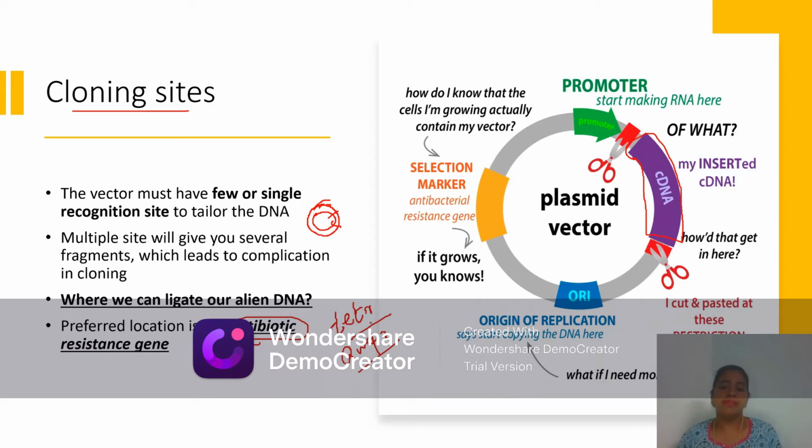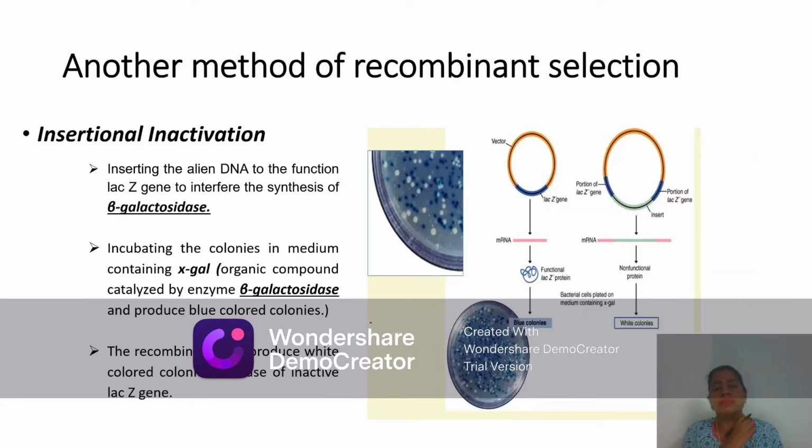Okay, so that's the third requirement for a good vector. Fine. So another method. You wanted to insert, so either you can insert into the antibiotic resistant gene. What will happen? You can select whichever plasmid or whichever organism carries your gene and whichever does not. The transformants and non-transformants you are able to recognize when you are inserting into the antibiotic resistant gene. Understand? Another method of inserting.